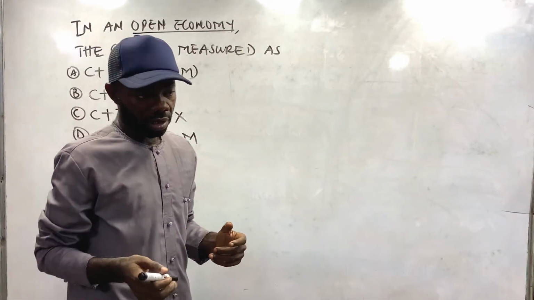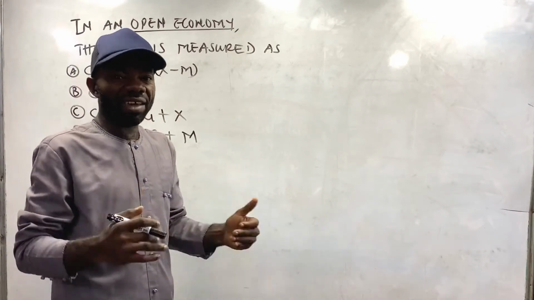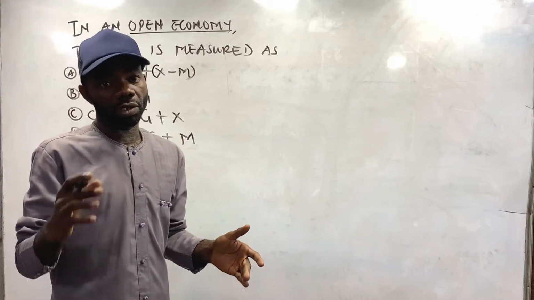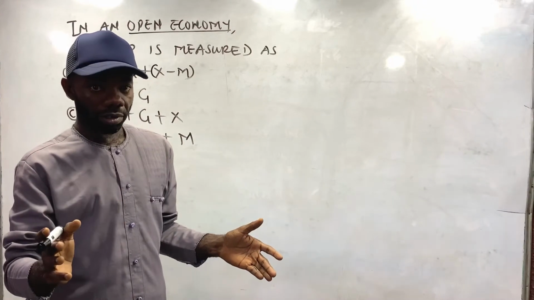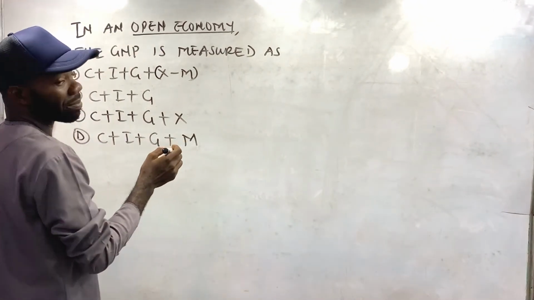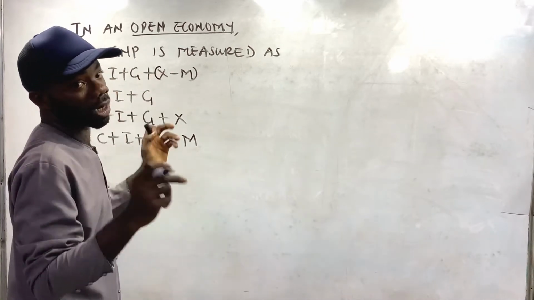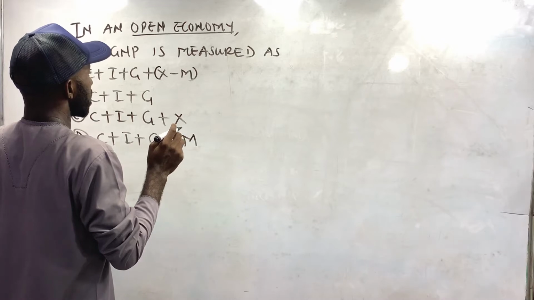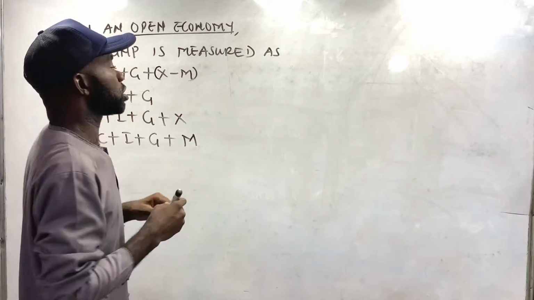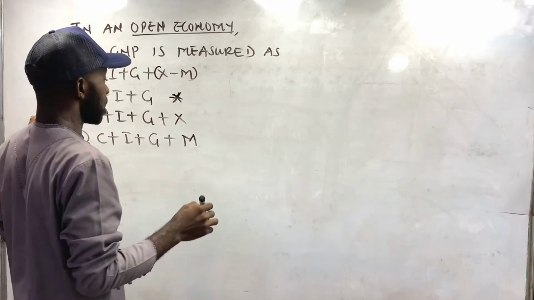This open economy represents an economy that is open to international trade, that gives room to international trade. And you know international trade deals with what? Exports and imports. Now we'll go back to the options. I want to eliminate some options because they do not go with what I have defined open economy to be. If export, import are the two major components of international trade, then B cannot be my answer.